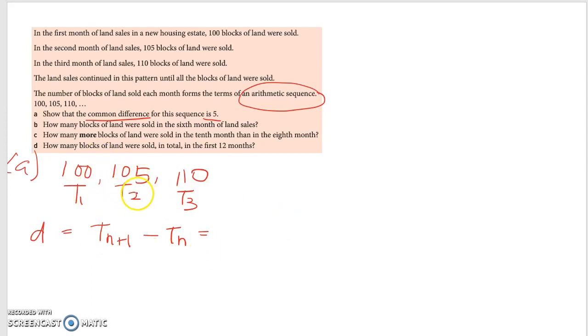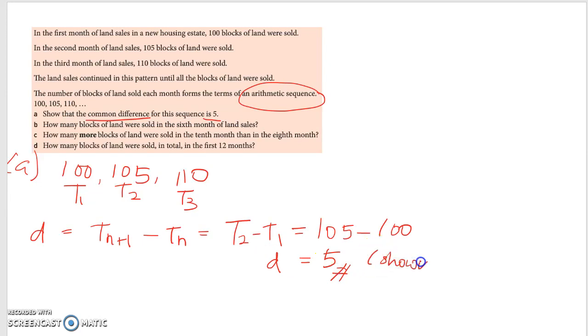So we can take any of these values to fit into this equation. We can take T2, that's Tn plus 1, minus T1, which would be Tn, or we can take T3 minus T2. So we're going to pick T2 and T1. If we fit in these two terms, we should be able to get 105 minus 100. Those are two terms in the sequence. And of course, you will show that D equals 5. And that's something that you can prove.